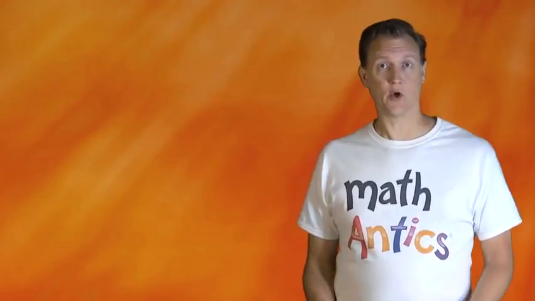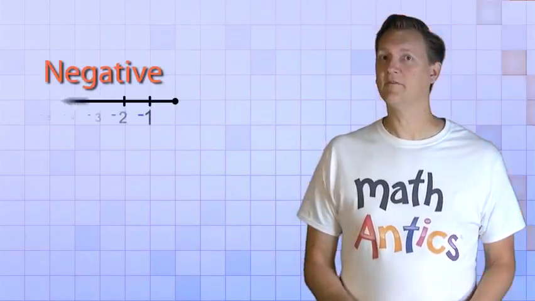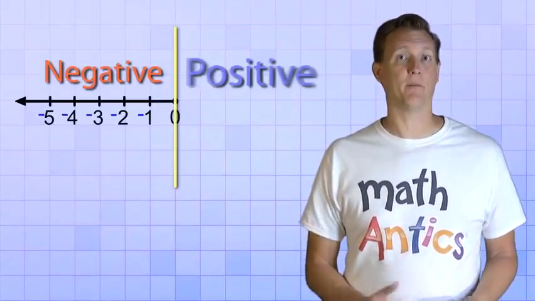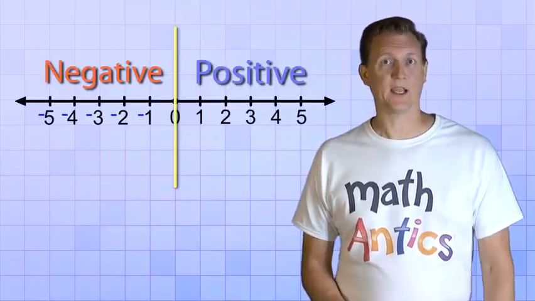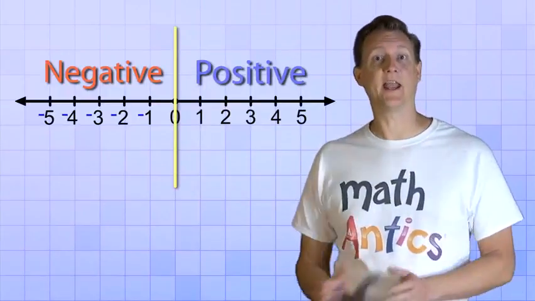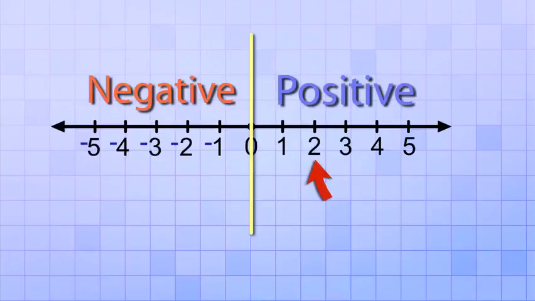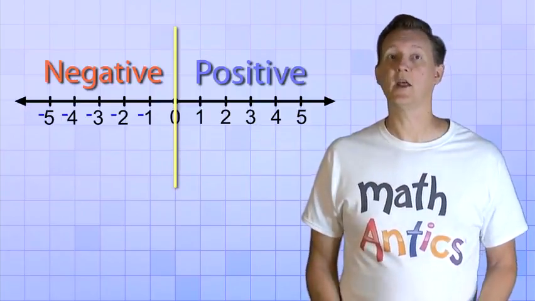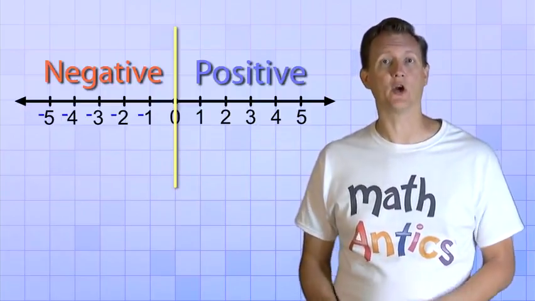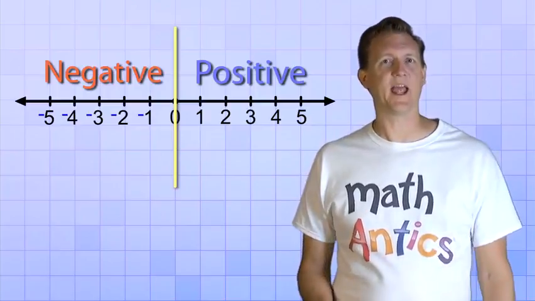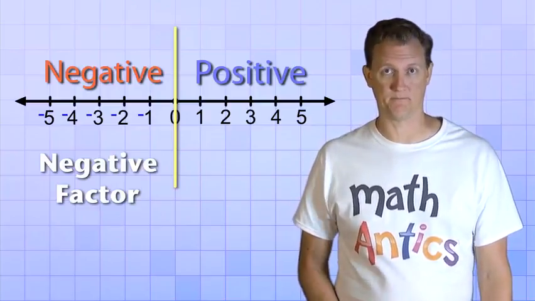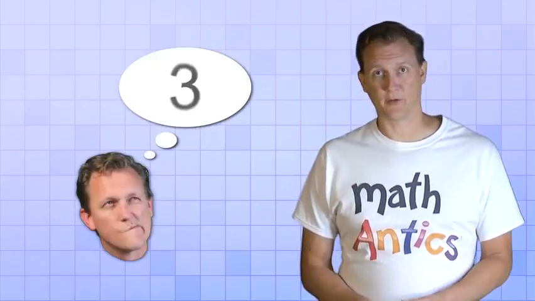As we learned in our video about negative numbers, the negative numbers are like a mirror image of the positive numbers on the number line. Each number on the positive side has a negative counterpart on the negative side. There's a 2 on the positive side, and there's a negative 2 on the negative side. There's a 5 on the positive side, and there's a negative 5 on the negative side, and so on. Realizing that can help us understand that negative numbers are just like positive numbers, but they have a negative factor built into them. For example, think about the number 3 for a minute.